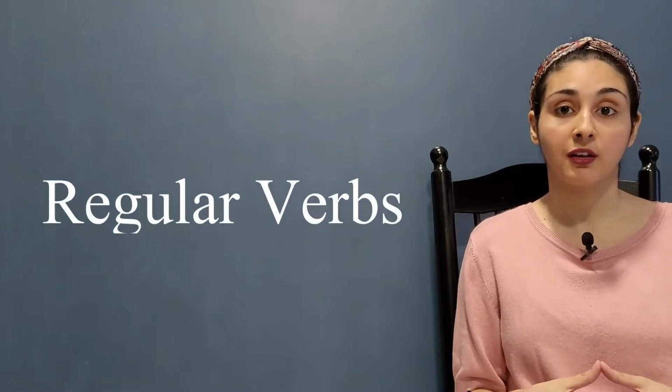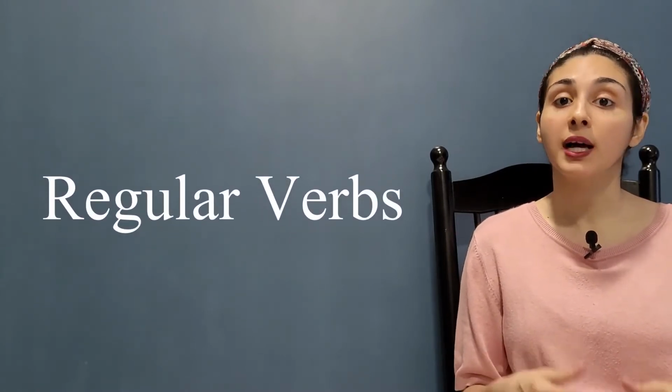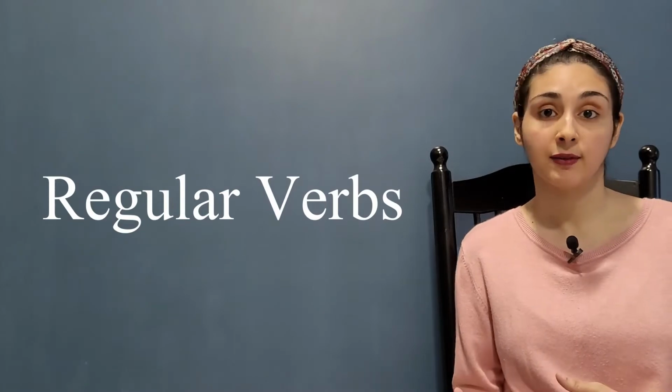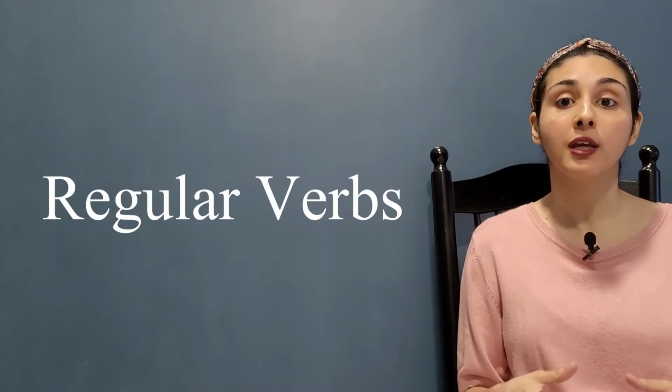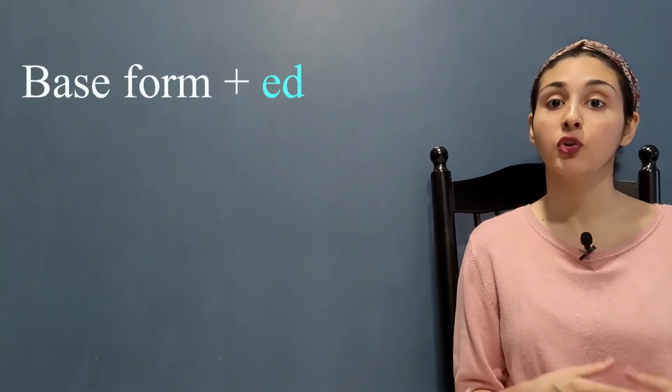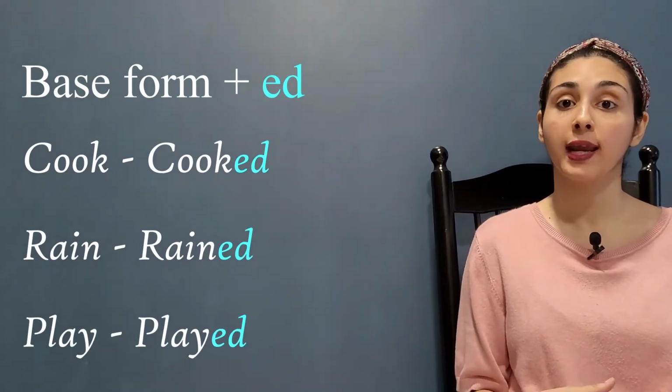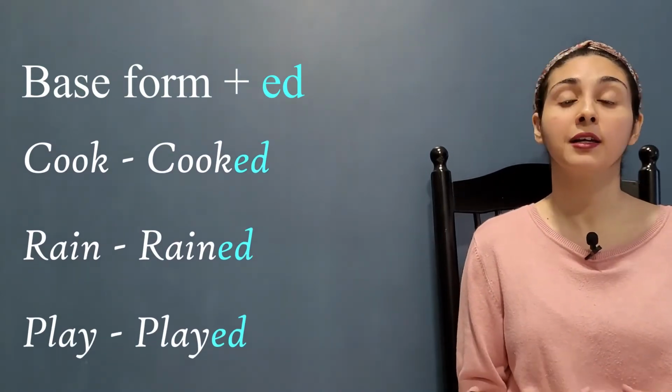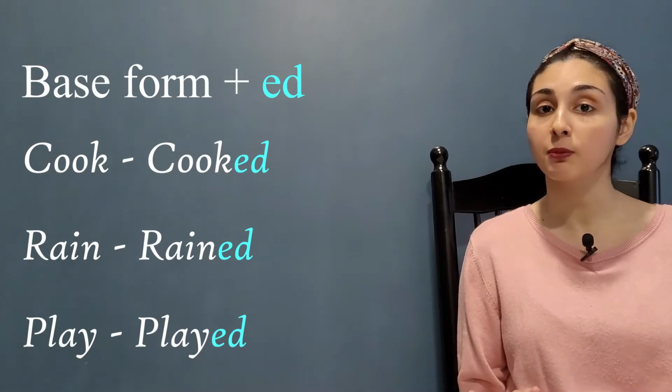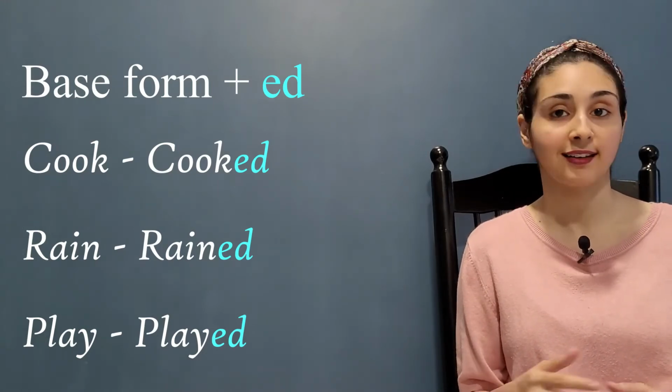We add ed to regular verbs to form their past tense, past participles and even use them as adjectives. Now remember, we are only talking about regular verbs here because irregular verbs have past tense forms that don't end with ed. So in this video, we are only talking about regular verbs. For most regular verbs, we simply add ed to the base form of the verb. So cook becomes cooked, rain becomes rained, play becomes played. We don't make any changes to the base form, we simply add ed at the end.